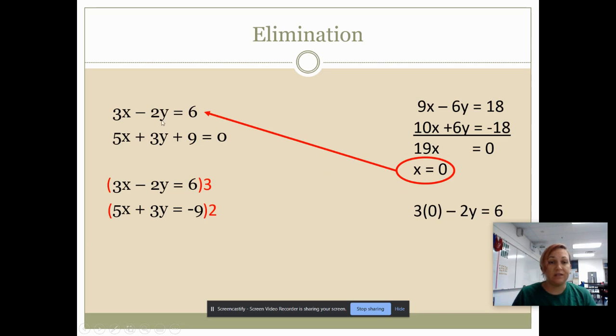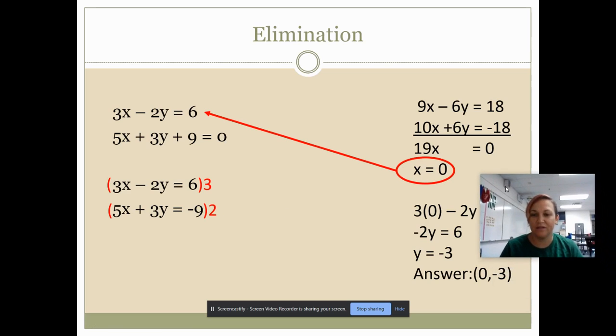All right, so I'm going to plug a 0 into that x, and then I get that y equals -3. And then don't forget your final answer needs to be written as an ordered pair. And so my final answer is (0, -3). The x goes first, the y goes second, alphabetical order.